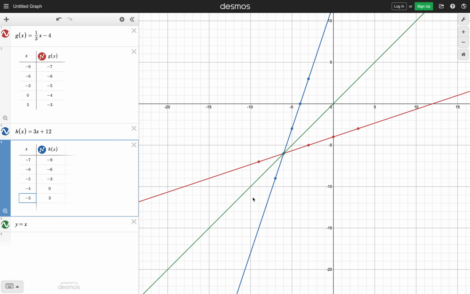And again, we're going to have symmetry with respect to the line y is equal to x. So a one-to-one function and its inverse, again, we'll have symmetry with respect to the line y is equal to x.